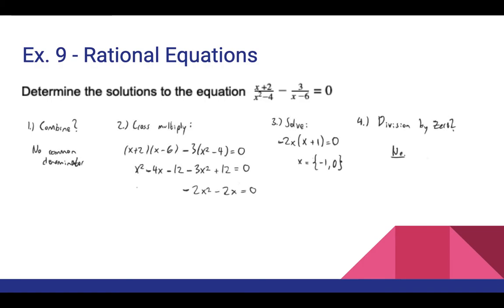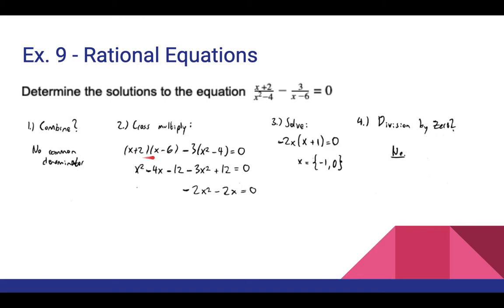So what we can do right here is there's no common denominators that we can combine. So what we can do now is cross multiply. We can multiply top and bottom by x squared minus 4 and x minus 6. So that's going to give us x plus 2 times x minus 6, and that's going to give us 3 times x squared minus 4. The x squared minus 4 goes over to the 3 as a result of multiplying both sides, and the x minus 6 goes over to the x plus 2 as a result of multiplying by both sides.